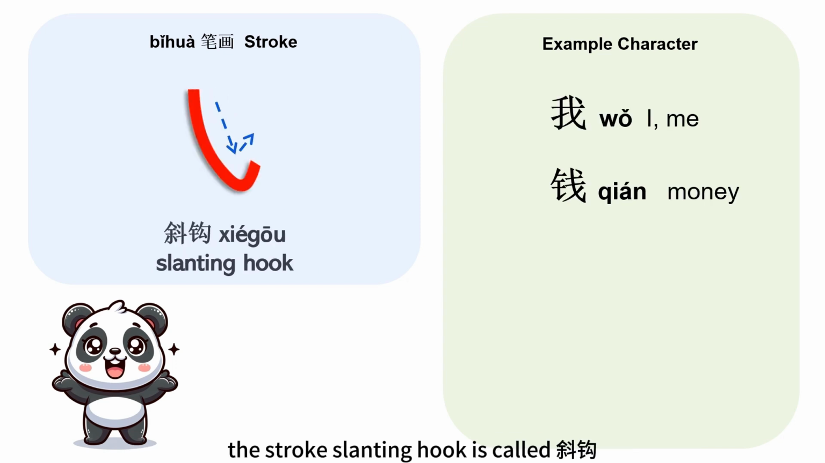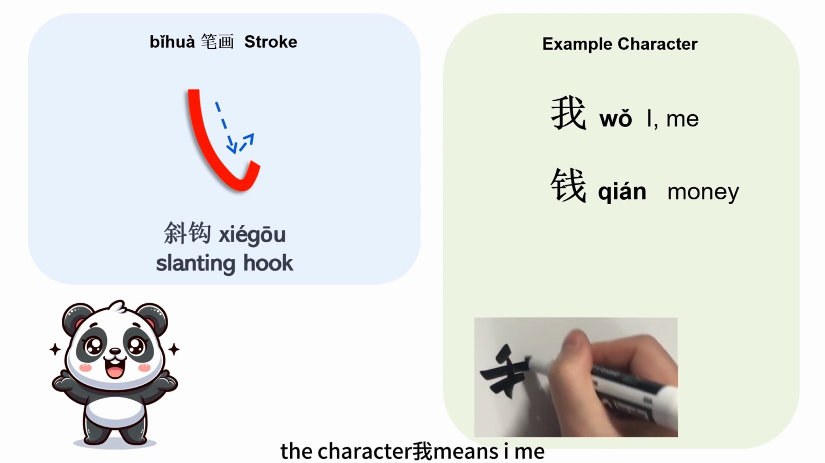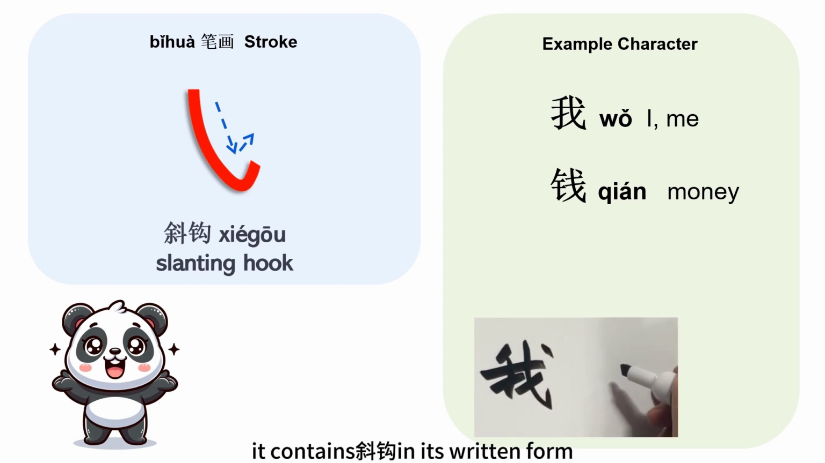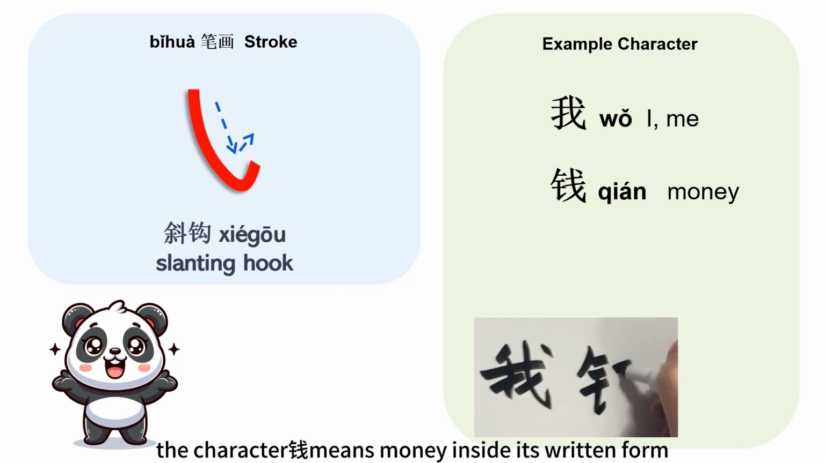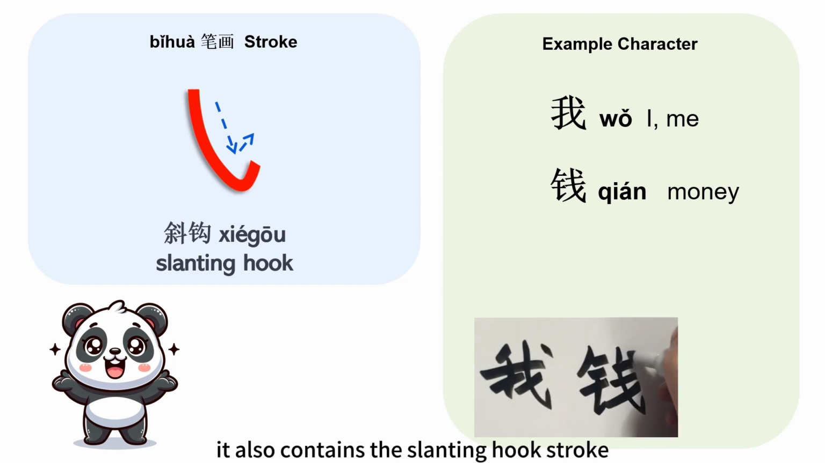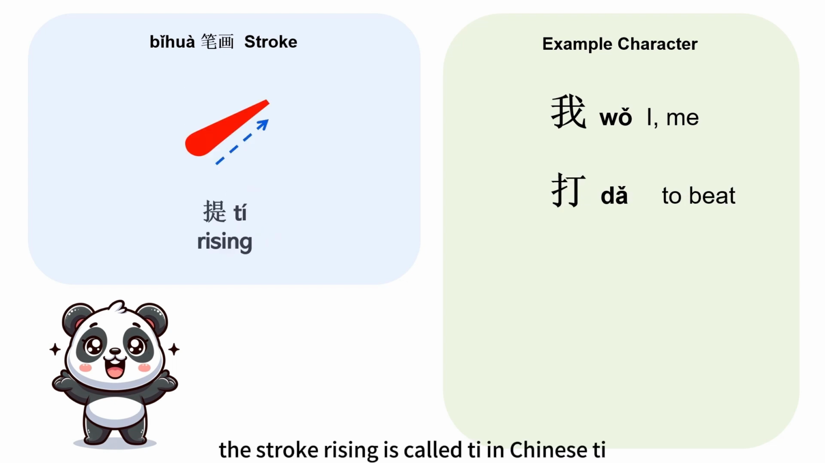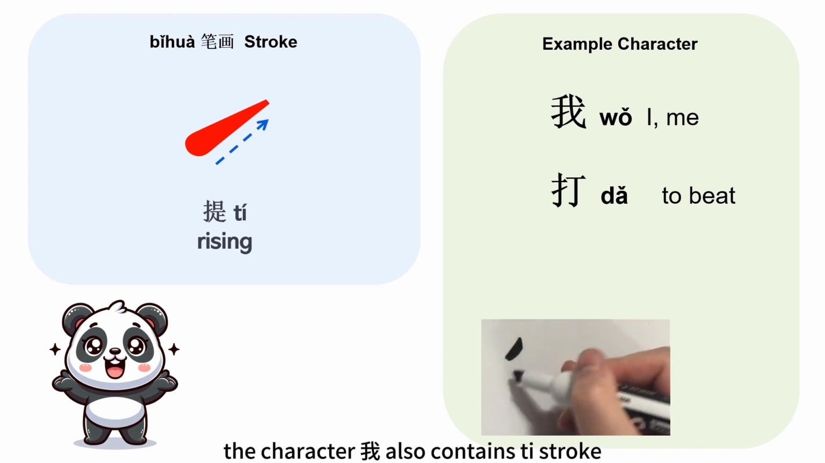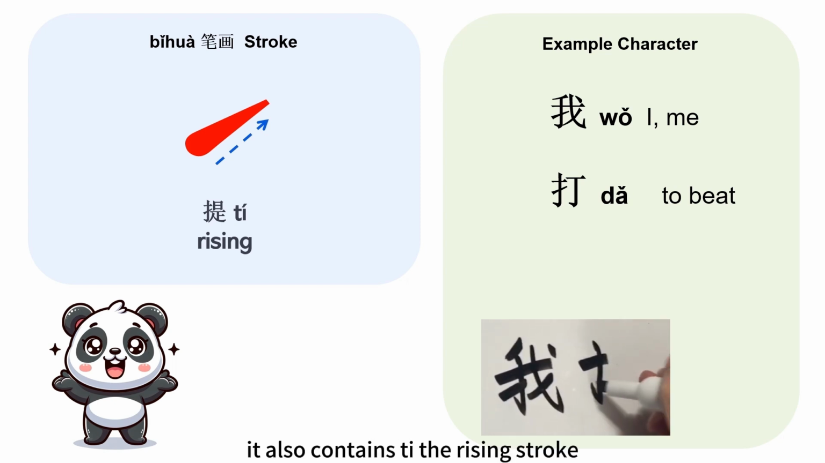The stroke slanting hook is called 斜钩. 斜钩. The character 我 means I, me. It contains 斜钩 in its written form. The character 钱 means money. Inside its written form, it also contains the slanting hook stroke. The stroke rising is called 提 in Chinese. 提. The character 我 also contains 提 stroke. The character 打 means to beat. Inside its written form, it also contains 提, the rising stroke.